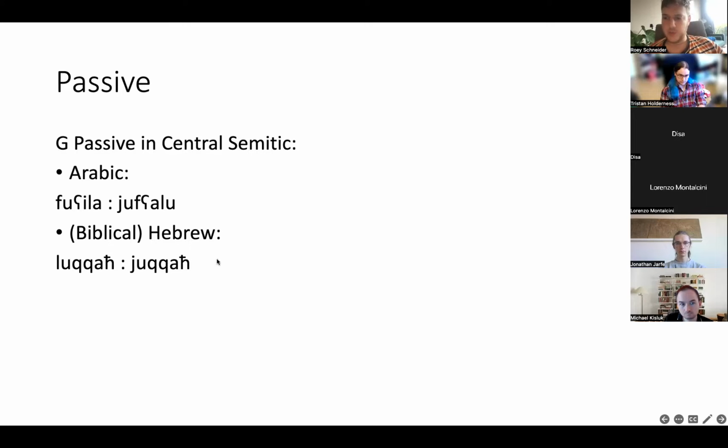In biblical Hebrew, we also had this for G, but in modern Hebrew, we only have this for the D and the H stems. So for example, in biblical Hebrew, the G, luqah, yuqah. It was taken, it will be taken. It's almost the same as the fu'ila yuf'alu. It probably was fu'ala yuf'alu or something like that.